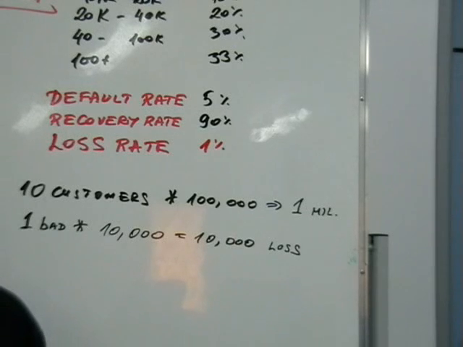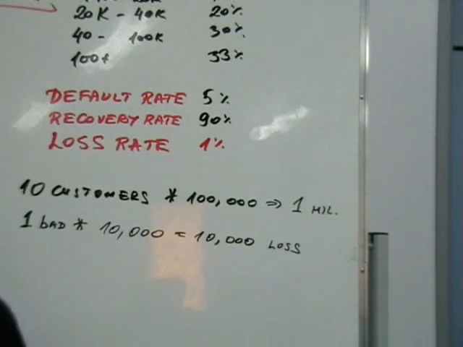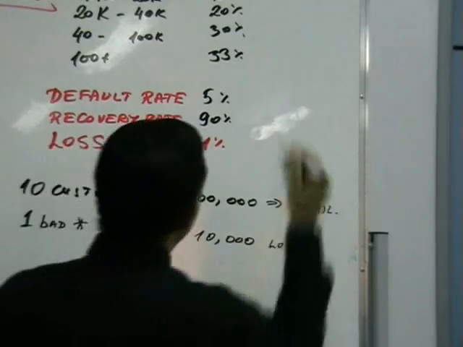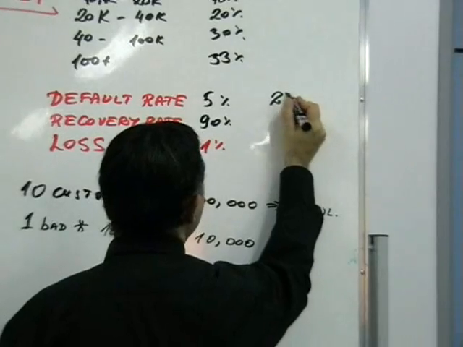That's a whole different story. I'll explain it in a minute. Let's just finish this and I'll explain the provisions. So, default rate turned out to be, guess what? 25%.